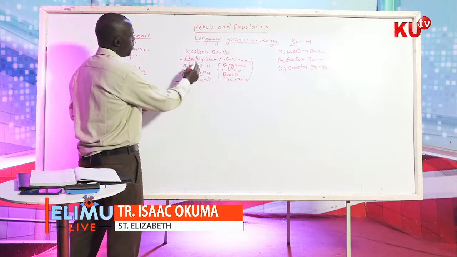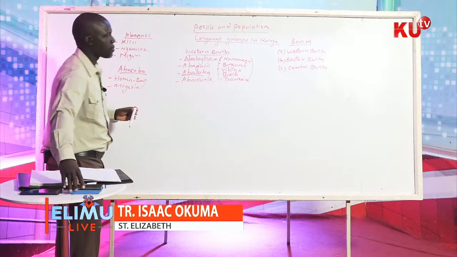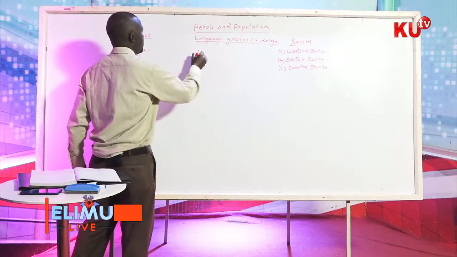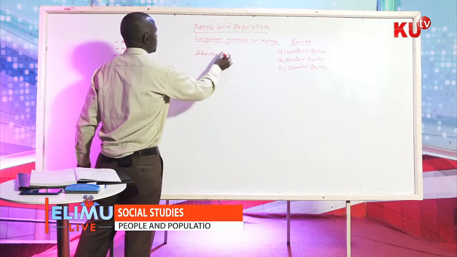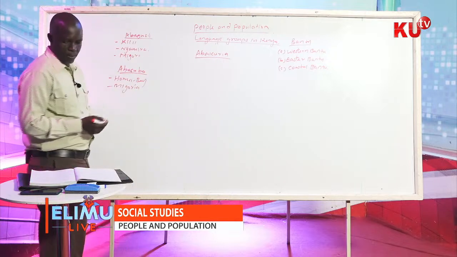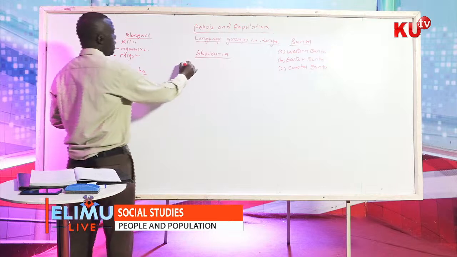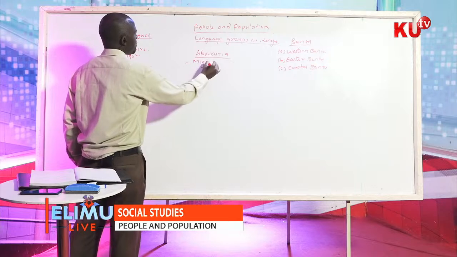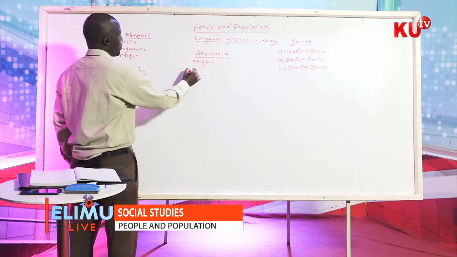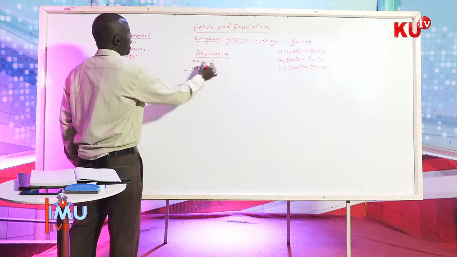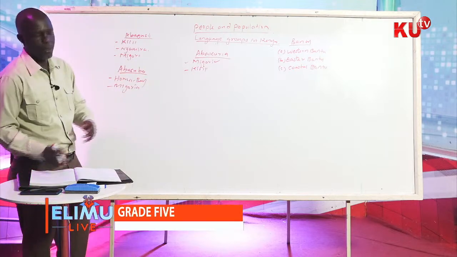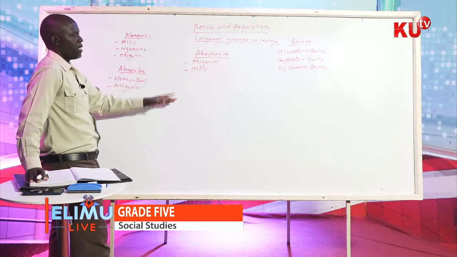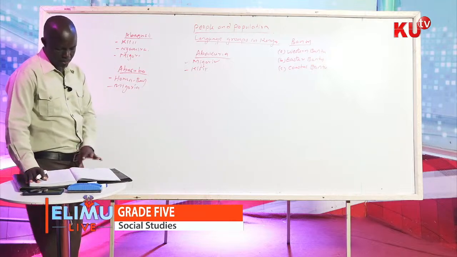The next group of Western Bantu is Abakuria. So Abakuria are also part of the Western Bantu, and currently the Abakuria people live in Migori County, and I think part of Kisii. But their main county is Migori. They are living there in the sub-counties of Kuria East and West. That's where we find the Abakuria people.